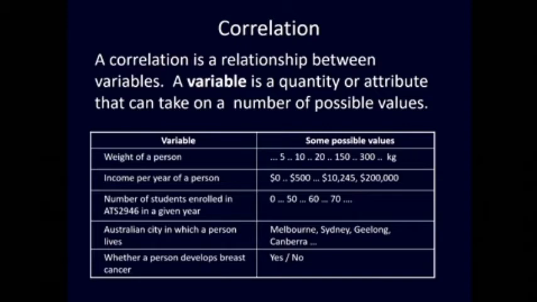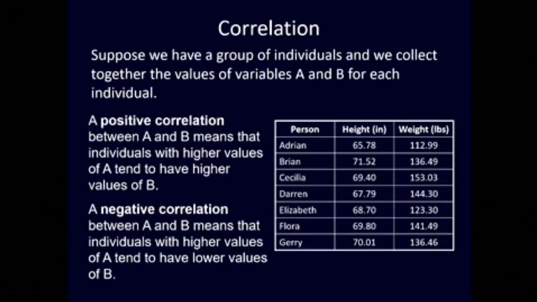So correlation is a relationship which holds between variables. Suppose you have a group of individuals and you've got two different variables, A and B. And then you make a list that matches up, for each individual, the value of these variables. So here I've got height and weight. This individual, Adrian, has a height of 65.78 inches and a weight of 112.99 pounds, now in pounds, not kilograms. And same for all of them.